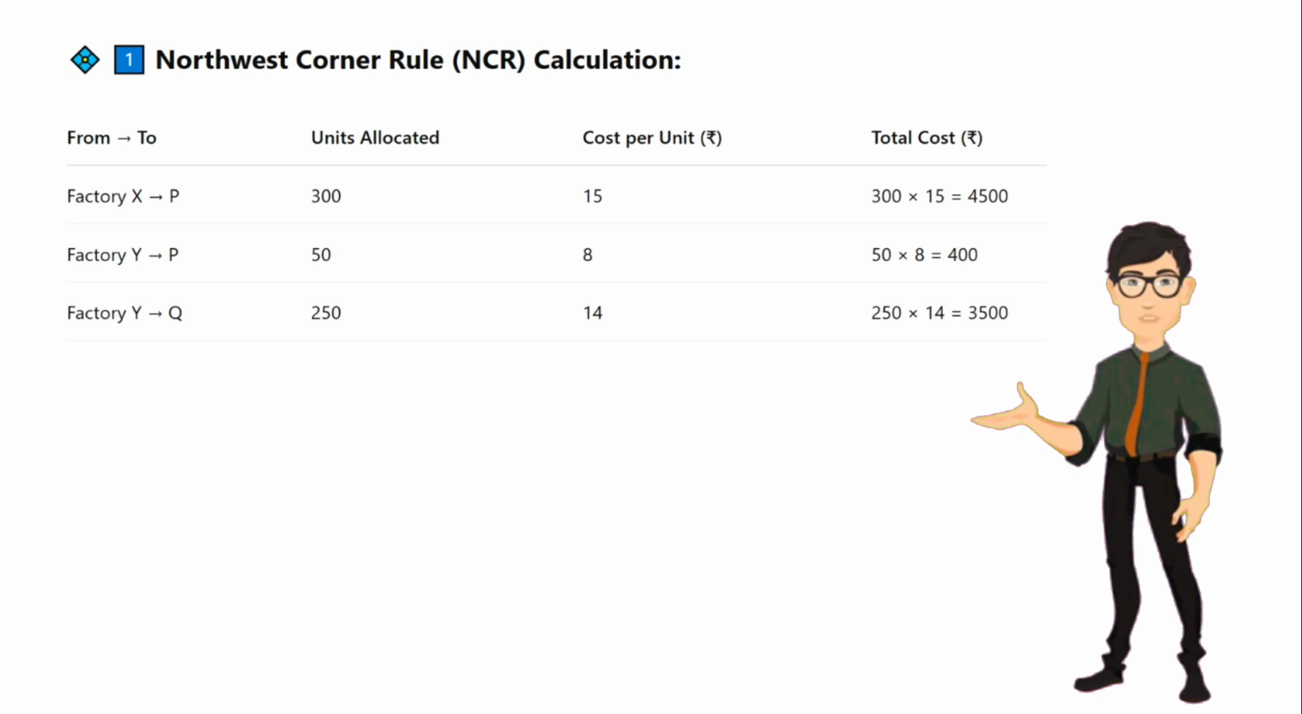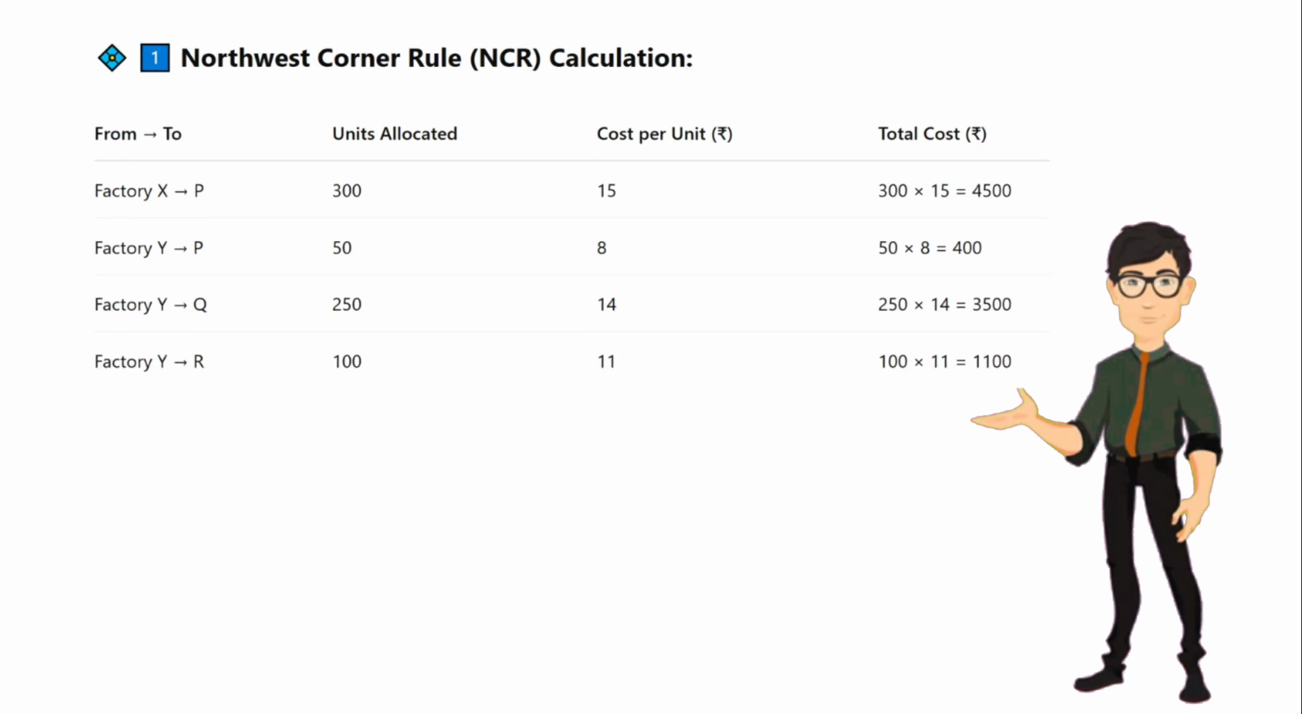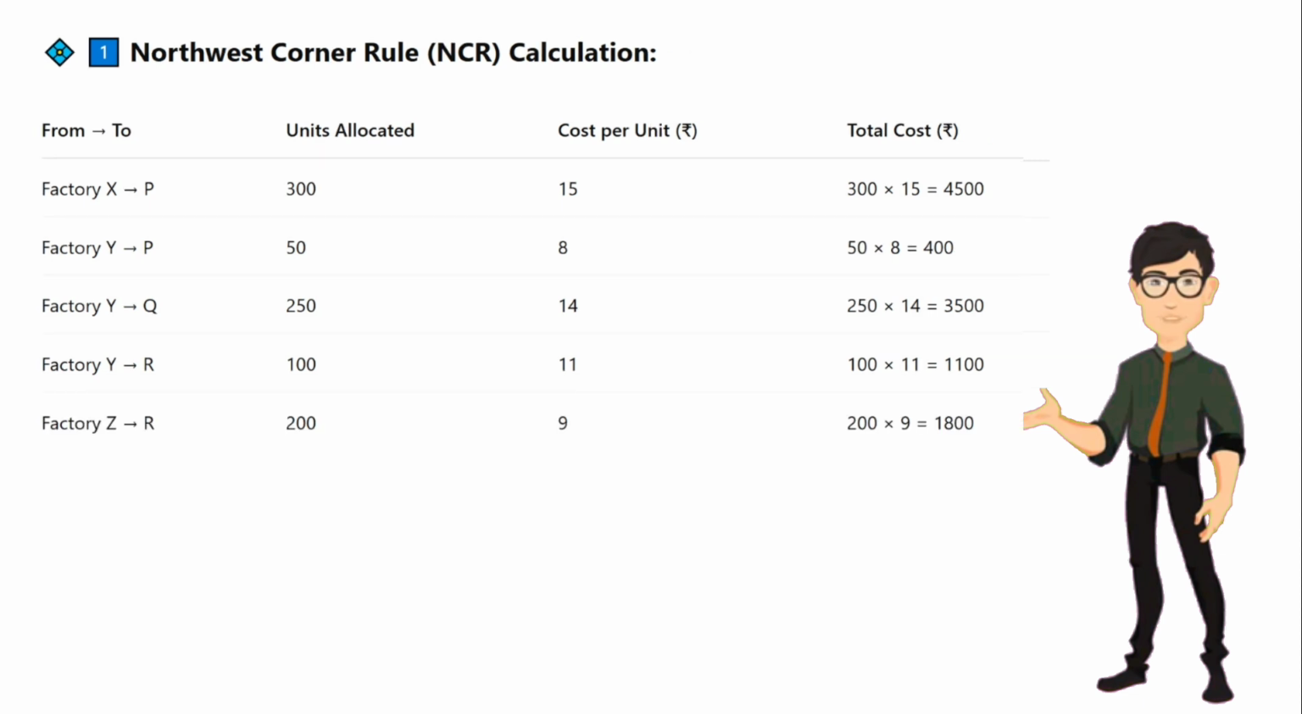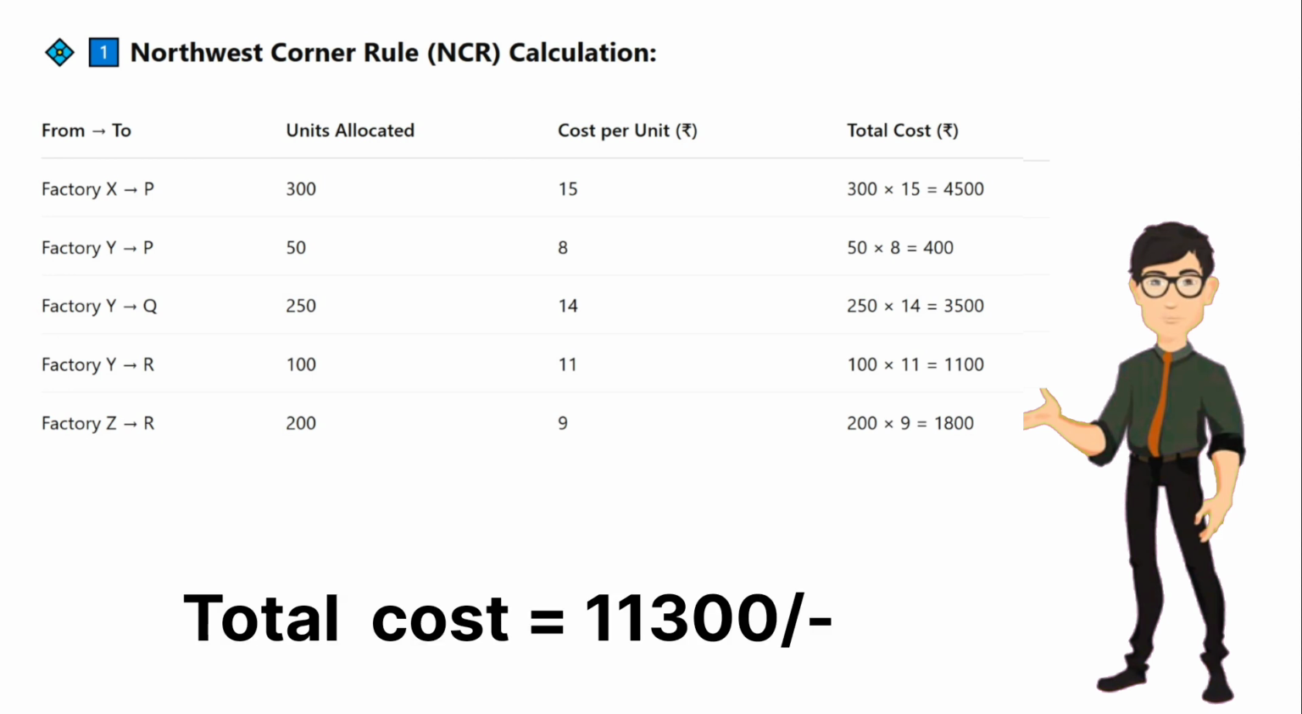From Factory Y to Center Q, 250 units are sent at 14 each, making 3,500. 100 units go from Factory Y to Center R at 11 per unit, totaling 1,100. Finally, 200 units move from Factory Z to Center R at 9 each, which is 1,800. When we add up all these costs, the total transportation expense for the northwest corner rule is 11,300.